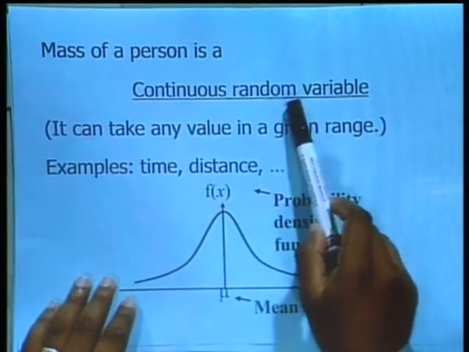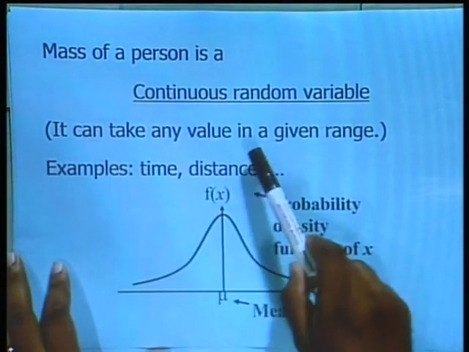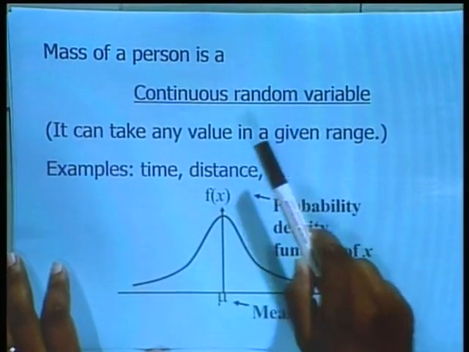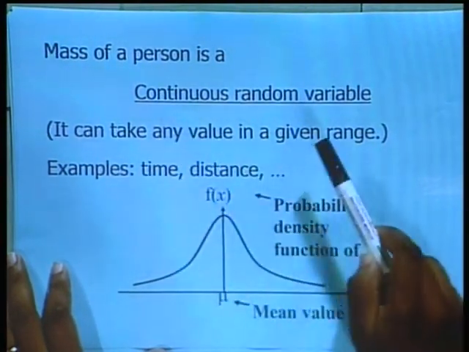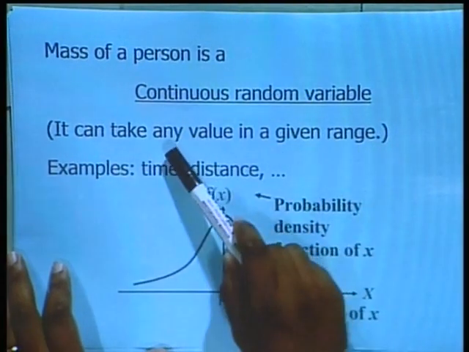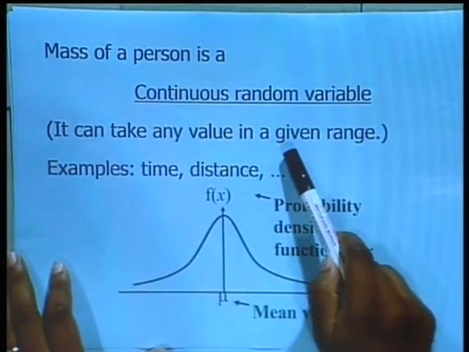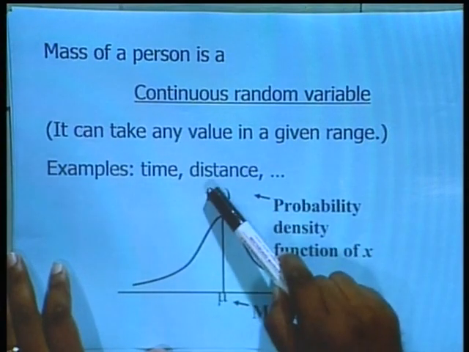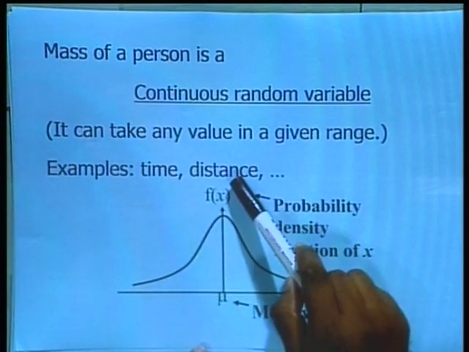For example, the mass of a person is a continuous random variable. That is, it can take any value in a given range. In our previous example, we showed that the mass of a given Mauritian could range between 5 kilograms and 150 kilograms, and the mass of any person can take any value between 5 and 150. It can be 45.375 kilograms. Other examples of continuous random variables include time and distance.